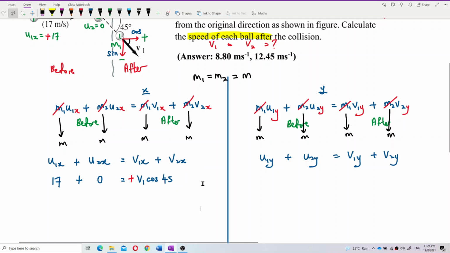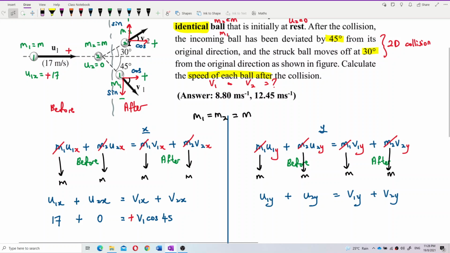Now how about v2x? v2x is this one. This is the v2x. v2x is positive, and then cosine. So just write it down. It is also positive.